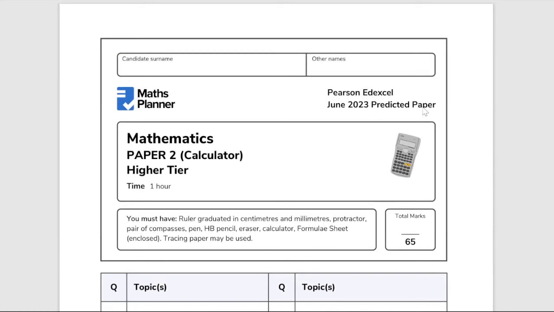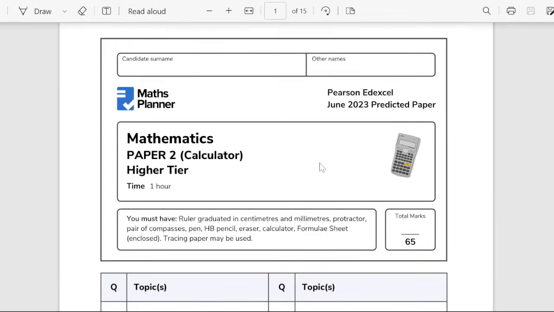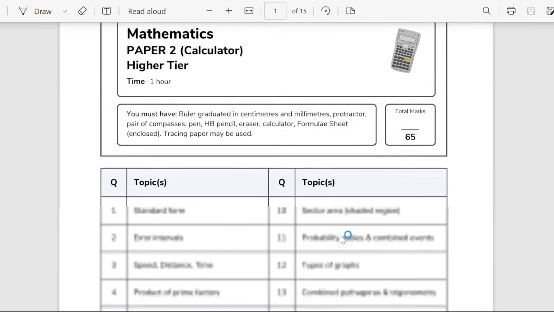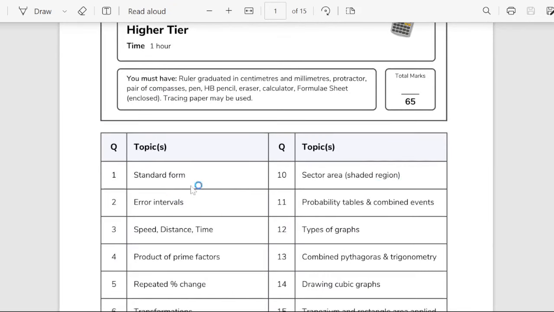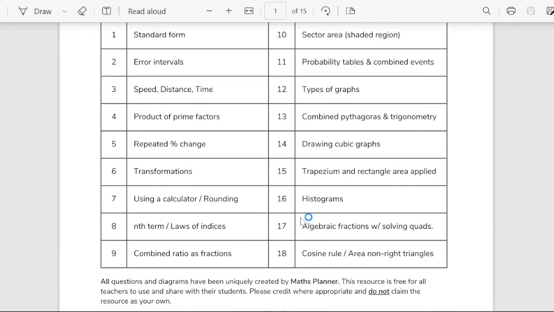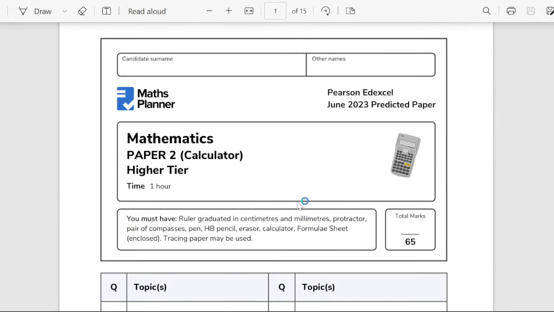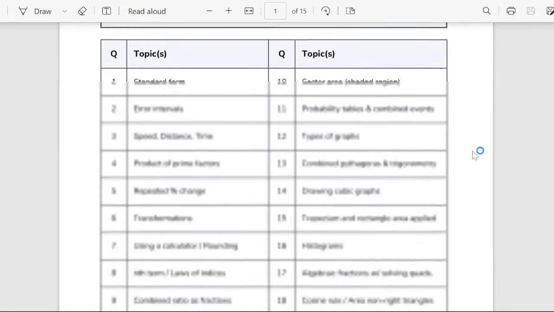They produced a predicted paper based on Friday's paper 1. These are highly likely topics to come up. This is kind of our best guess. It's not a guarantee by any means. And they've produced this fantastic paper. It is a short paper designed to be done in an hour, so it's out of 65 marks. Topic list right on the front. So if you want that extra revision, those are the topic lists. And we will kick straight off.